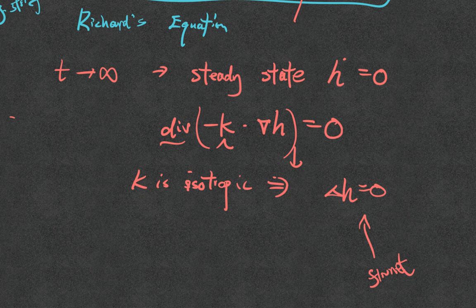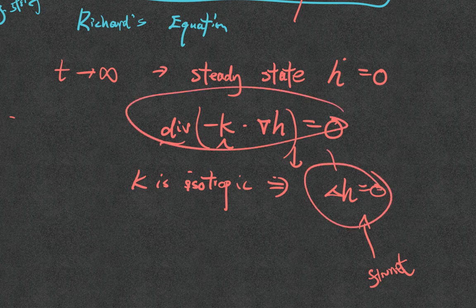If your k is actually not homogeneous in space, then these two are not equal to each other. This one and this one are not equal to each other. This is very important. Does that make sense?